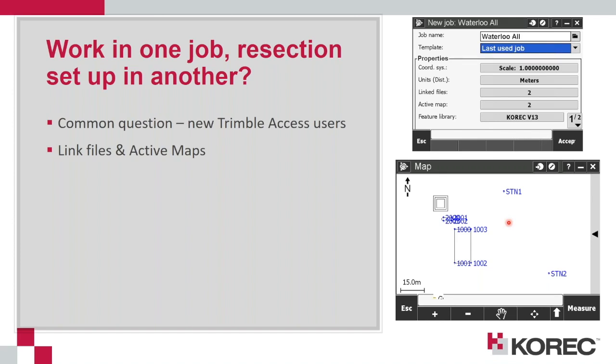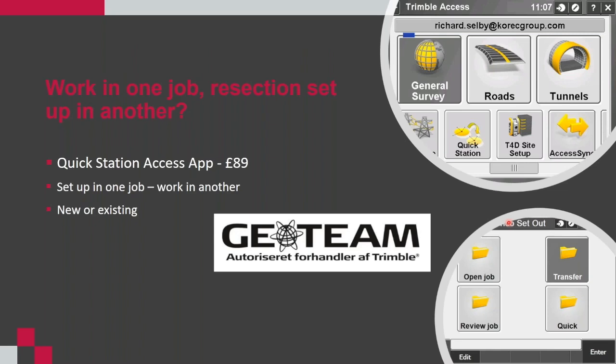As a solution to this, there's a Trimble dealer in Denmark, GeoTeam. They've come up with a neat little app called QuickStation. It's not very expensive, it's only £89. Using this QuickStation app, you can quickly transfer a station setup, a resection, etc., from any one job to another job, pretty much almost instantly, and carry on work. So I think we're nearly out of time, but let me quickly show you how we can do that before we finish.